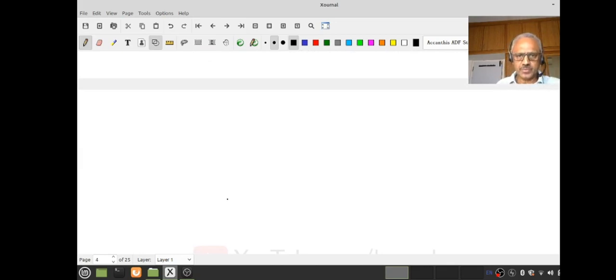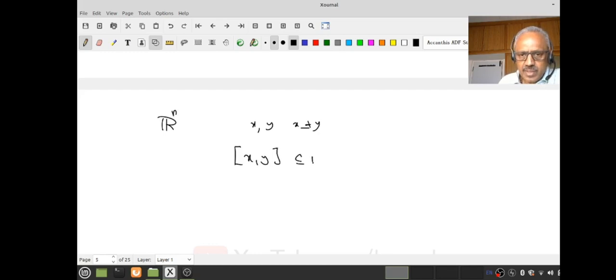Now why is it important? Now comes the thing. Notice that if I give you Rn, again with the standard topology, take two points x and y, x not equal to y, and look at the line segment. This is a subset of Rn. I claim this is connected.